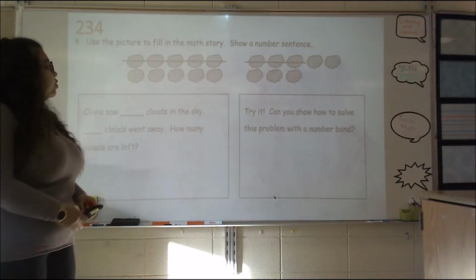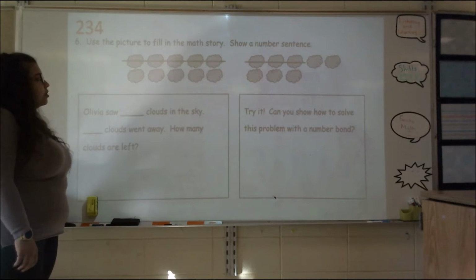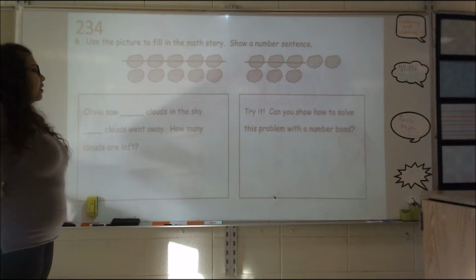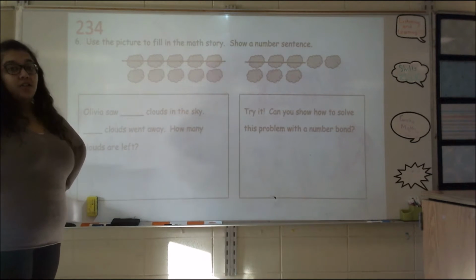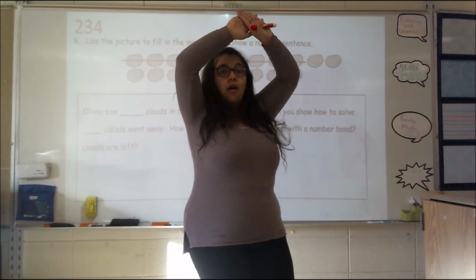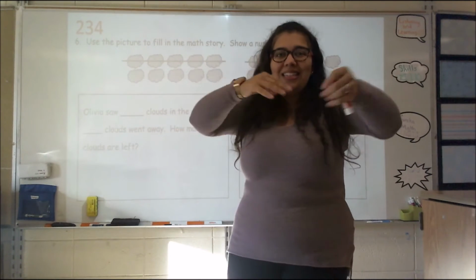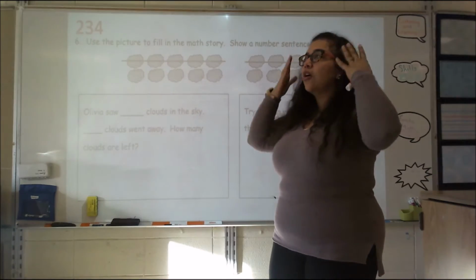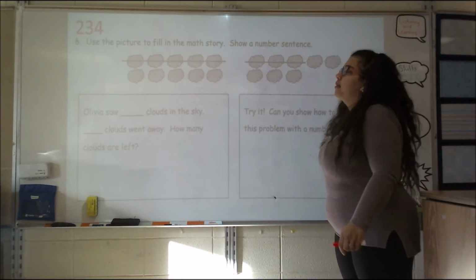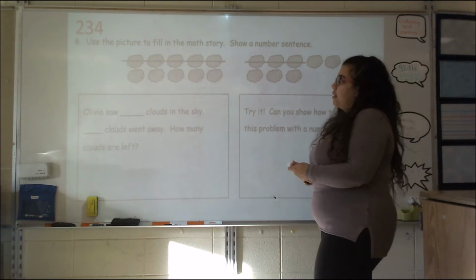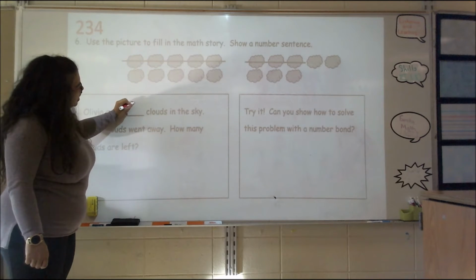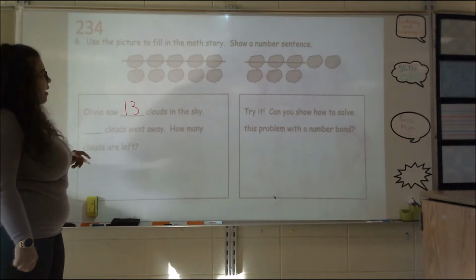Okay? And our picture shows us some lovely clouds. So Olivia saw blank clouds in the sky. Blank clouds went away. How many clouds are left? Okay, which means we're starting with the whole. We're starting with all the pieces together. And with all the pieces together, we can see that she started with how many clouds? 13. Good. Olivia saw 13 clouds in the sky.